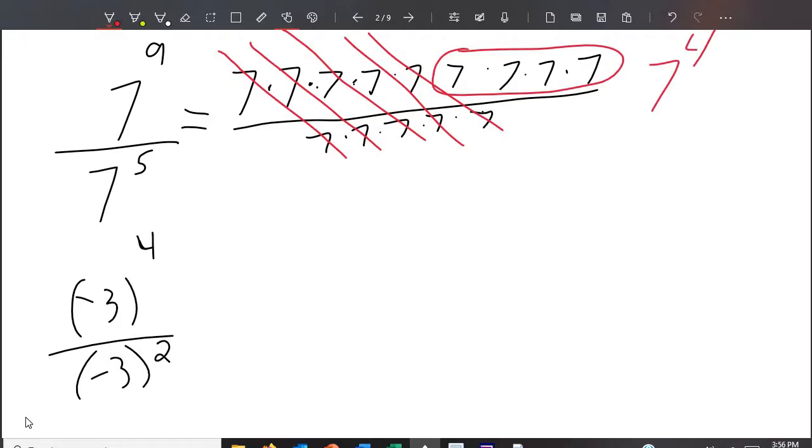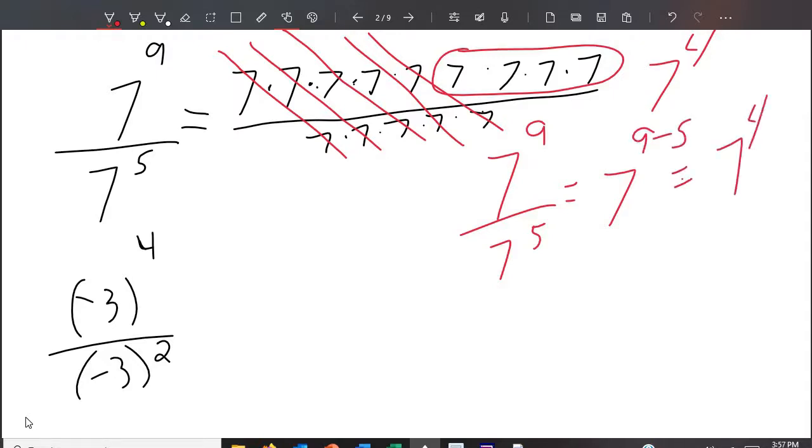Well, instead of writing it all out, we're going to use the shortcut for subtracting the exponents. So we would still have a 7, leave the base alone. It'd be 9 minus 5, which is 7 to the 4th power. It's supposed to make life a lot easier using these exponent rules. That's always the top minus the bottom.